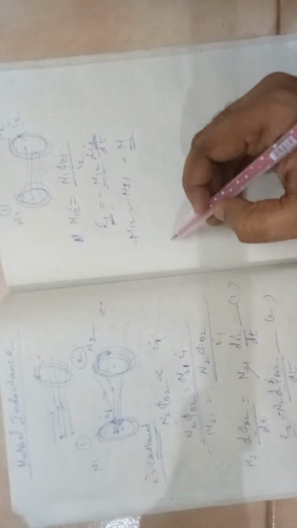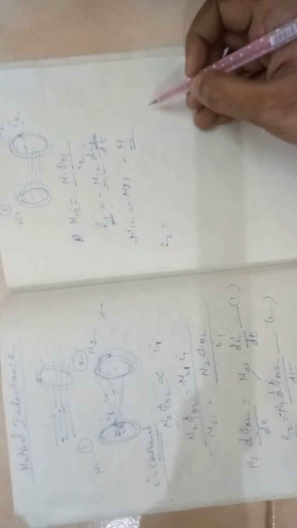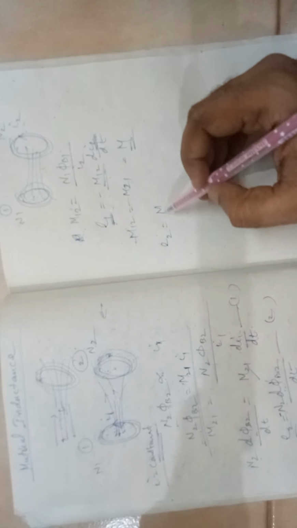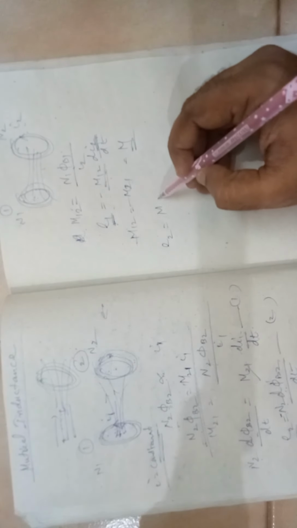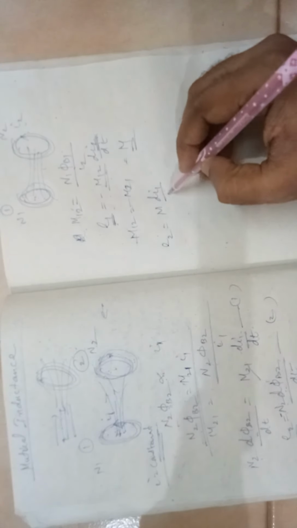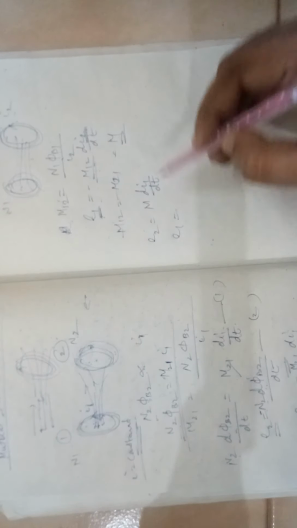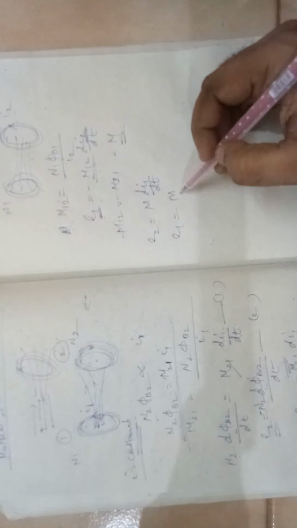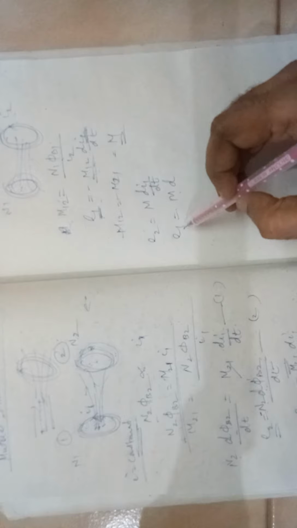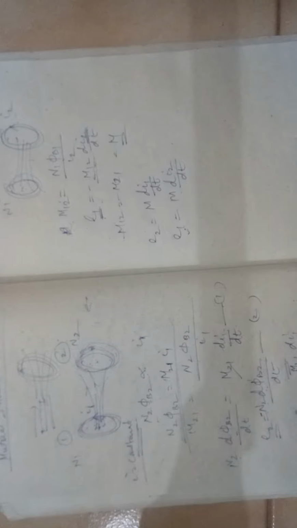So it is like this. We can write E2, the induced EMF in 2, is equal to M, the mutual inductance of the coils, multiplied by dI1 by dt. Similarly, E1 can be written as mutual inductance multiplied by dI2 by dt, the induced EMF in 1 because of current flowing in 2. So this is the concept of mutual inductance.